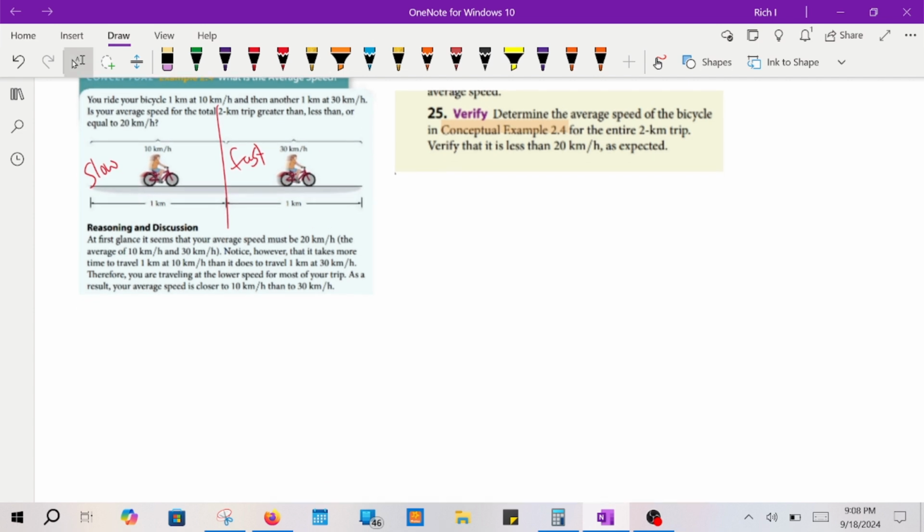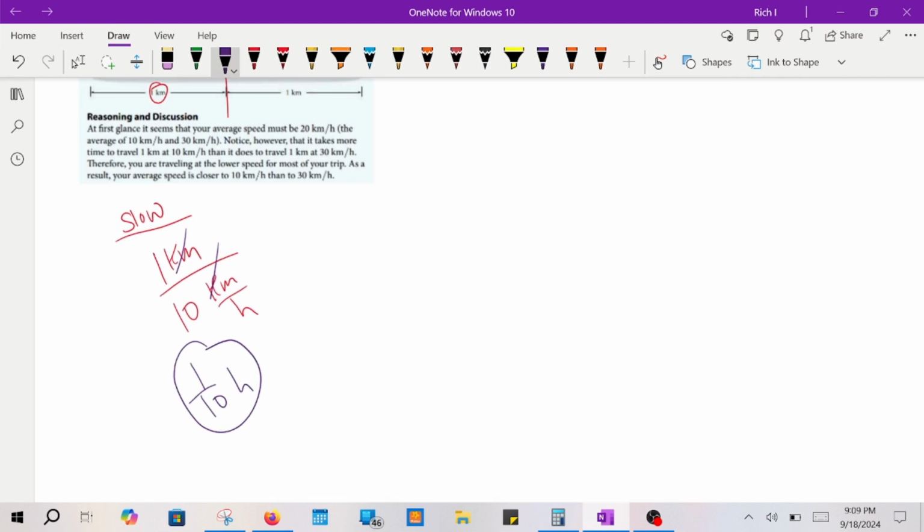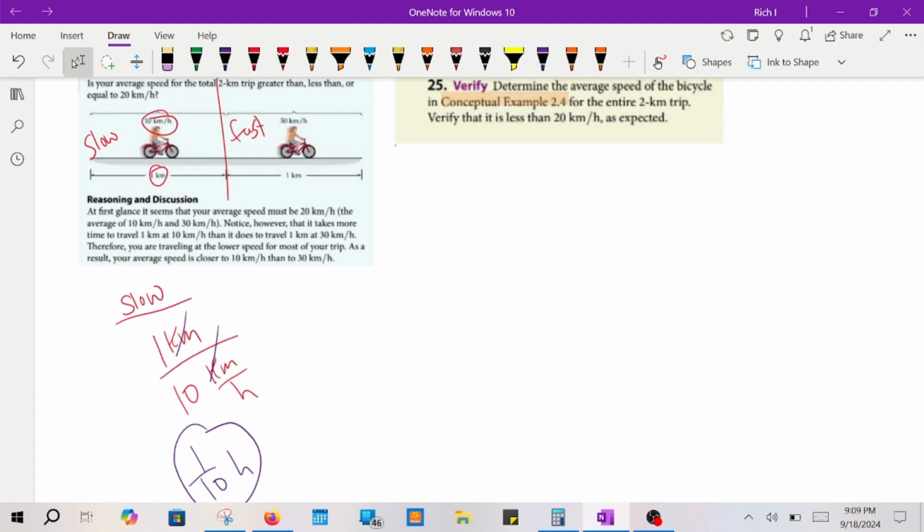What we need to do is figure out how much time it took them to complete each part of the trek. So for the first part, the slow part, you're going to take the distance covered, which is 1 kilometer, and divide it by their speed, which was 10 kilometers per hour. Because we're dividing by a fraction, it's basically going to be the reciprocal, and the kilometers are going to cancel out. We're left with 1/10 of an hour for their slow time. So in their slow part, it took them 1/10 of an hour to complete the 1 kilometer.